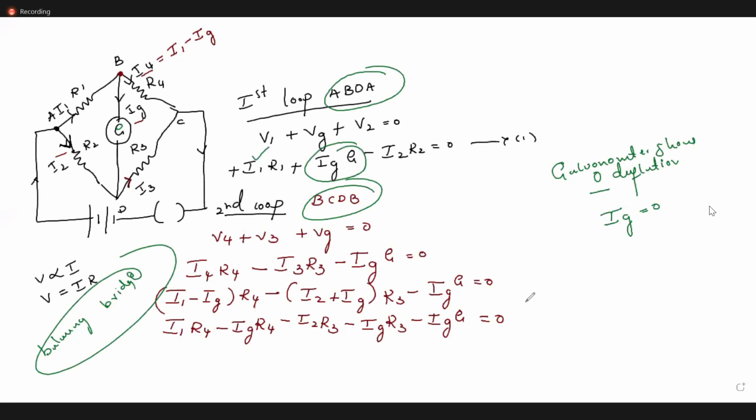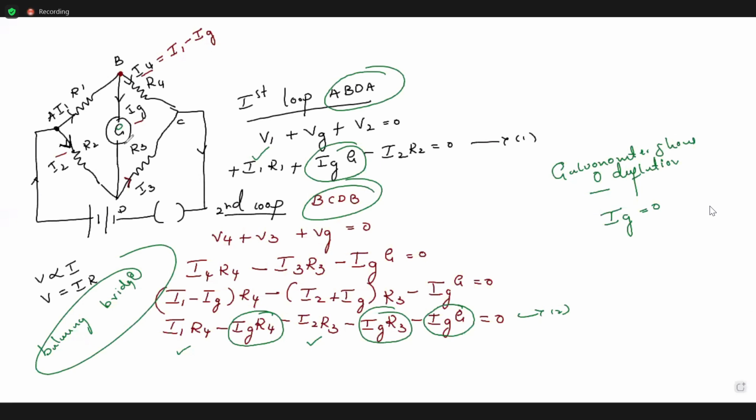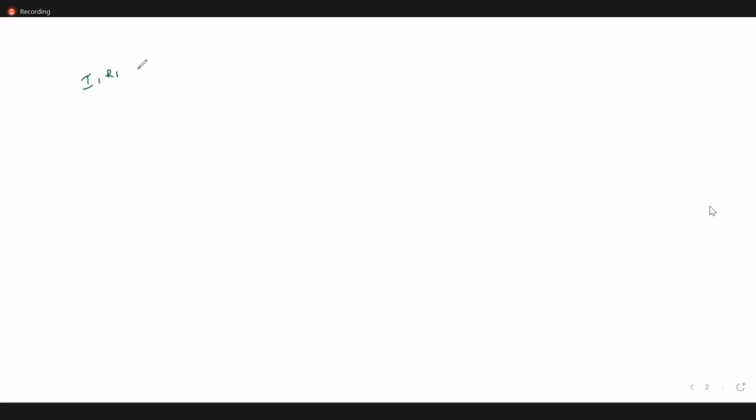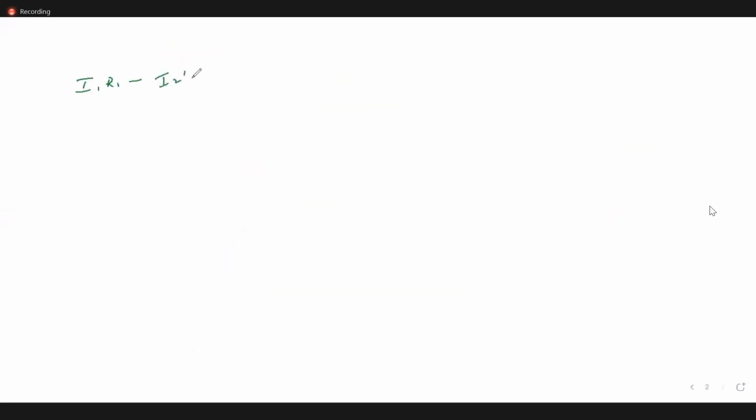So now please come to the second equation. So I1 into R4 minus Ig into R4 becomes 0. I2 into R3 minus Ig R3, Ig into 0, also becomes 0, right? So now let me write it as I1 R1 minus I2 R2, the remaining things. I2 R2 is equal to 0. So then let me write it as I1 R1 is equal to I2 into R2, okay?